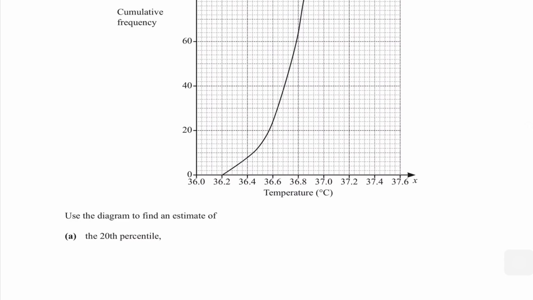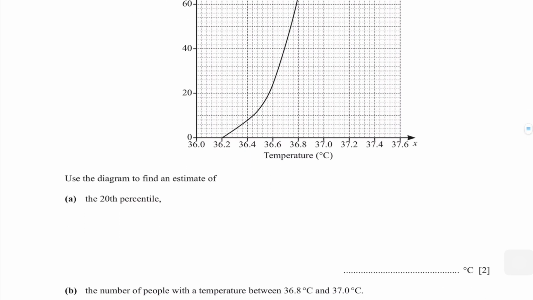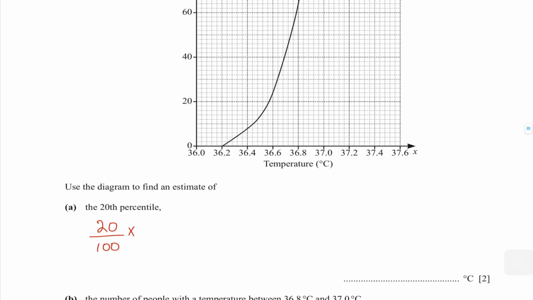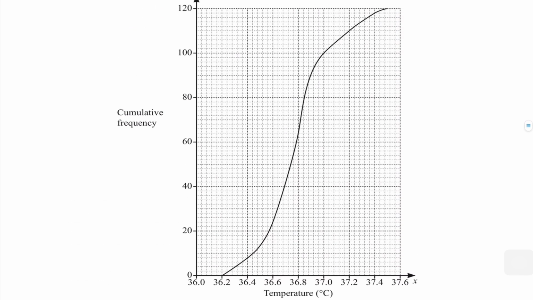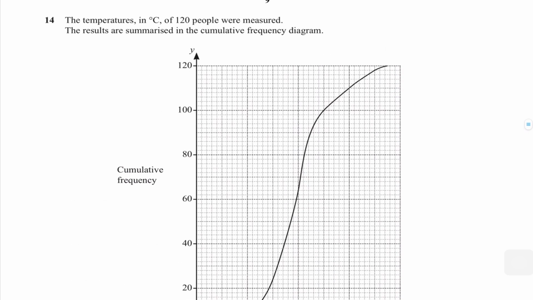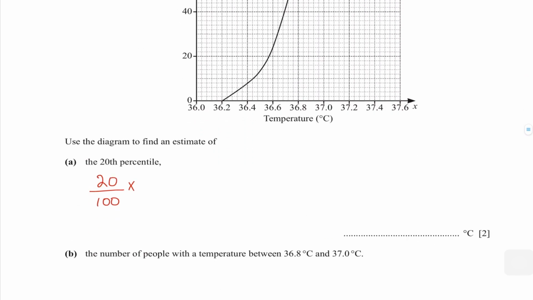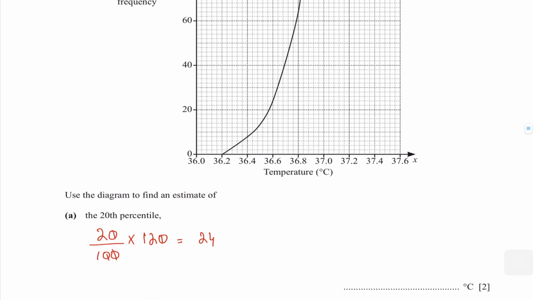Okay, so what exactly is the 20th percentile? Let's find out. 20th percentile basically means where 20% of the data is at. So 20% means 20 upon 100, and the total data means 120 people. So 20% of 120 is going to be equal to 2 times 12, which is 24. Now bear in mind 24 is not your final answer. Instead you're going to check the corresponding value of 24.